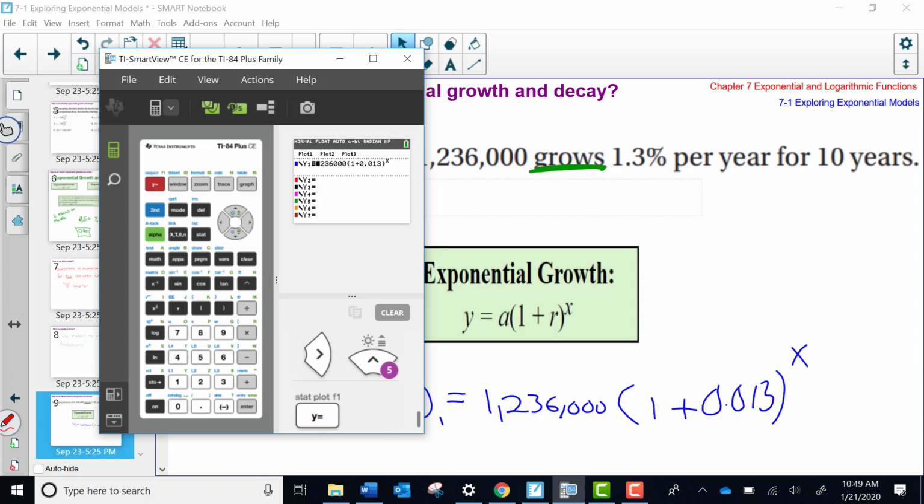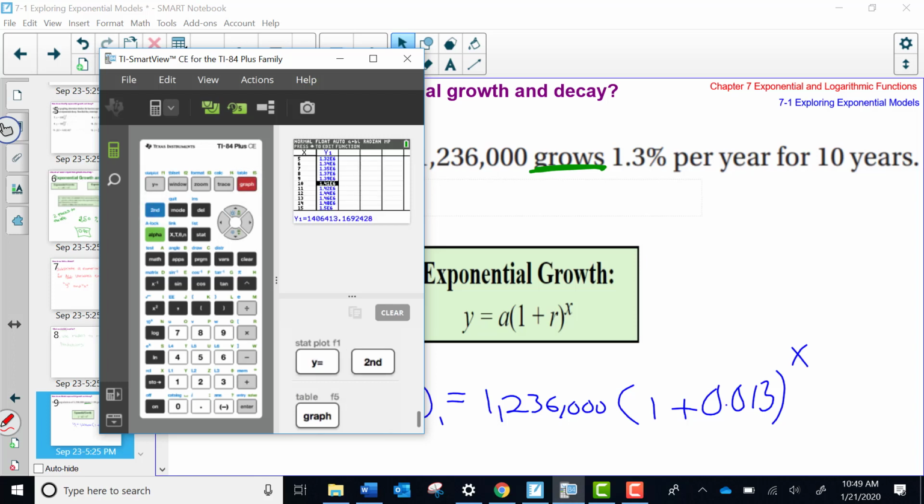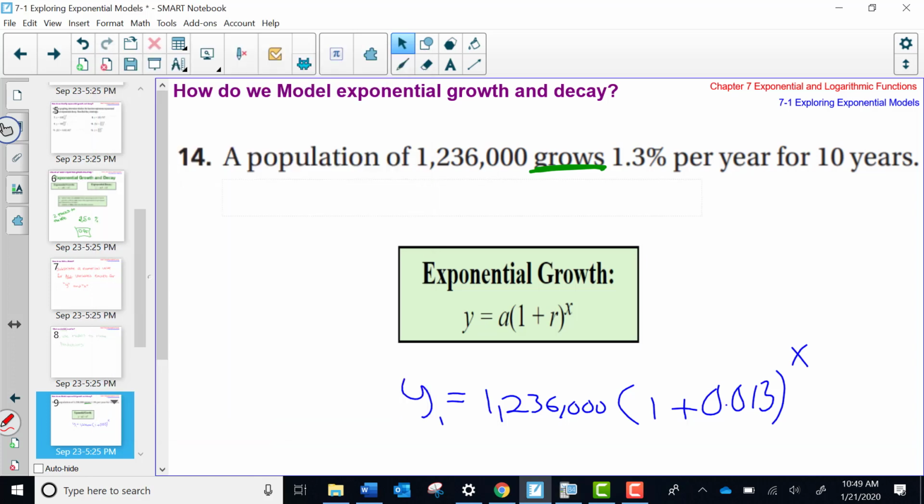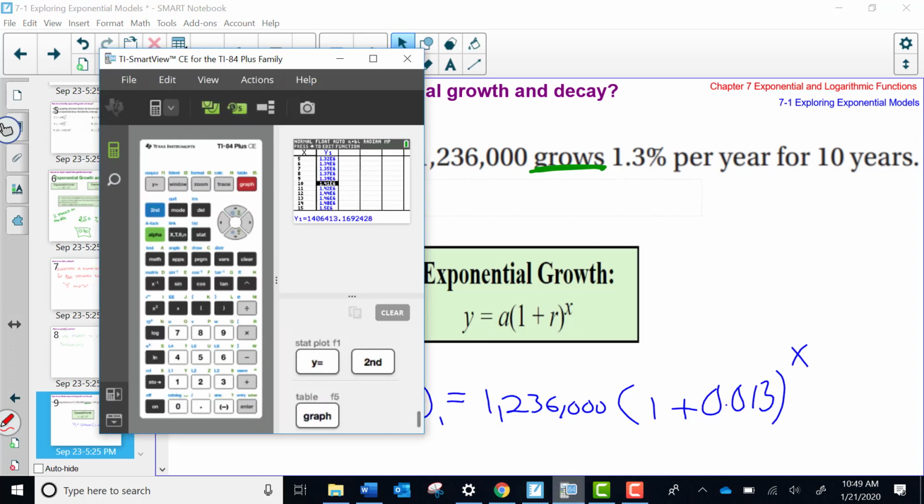Once the model is in your graph, look at the table. The table will give you every answer you need to make a prediction. So the question is asking you, what is the population after 10 years? Years is X. So they're asking you, what is Y when X is 10? Does everyone see that? What is Y when X is 10? So if you look at your calculator, the table, go down to 10. When X is 10, what is Y?